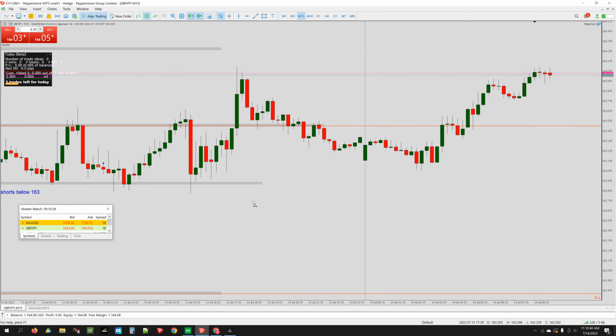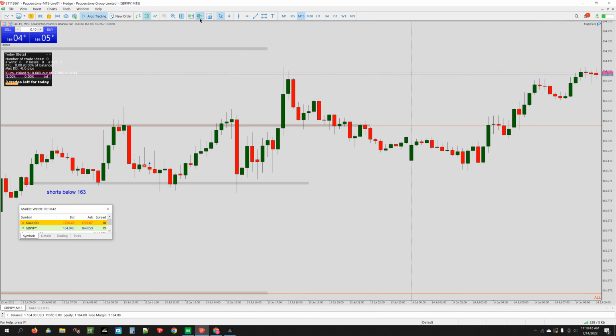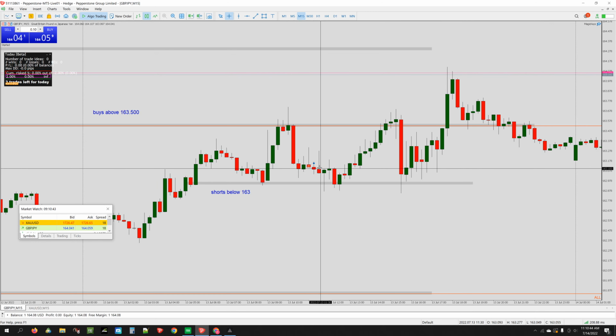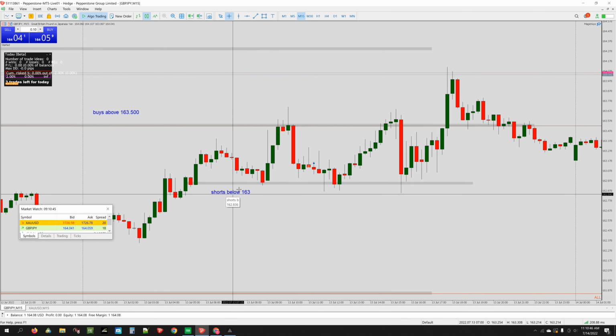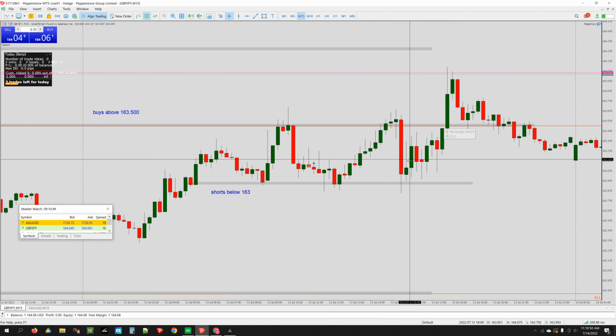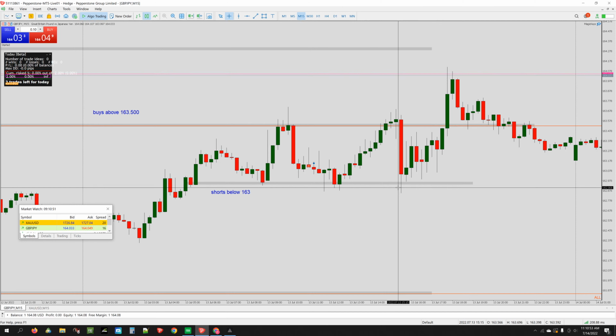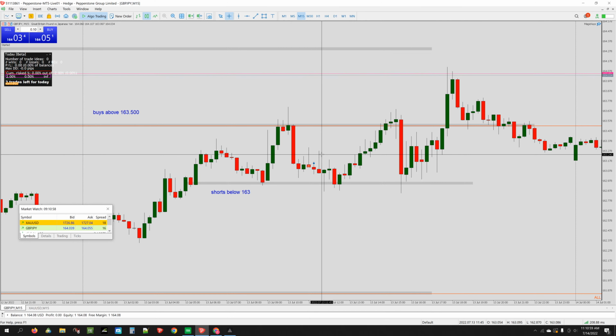If we look at GBP JPY, in GJ I was anticipating shorts below 163 and buys above 163.500, but those trade ideas didn't play out, I would say, as I was anticipating.